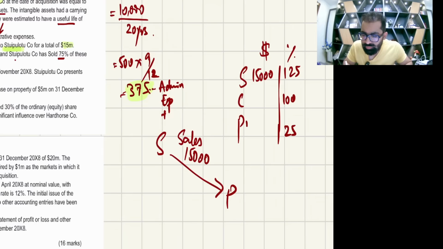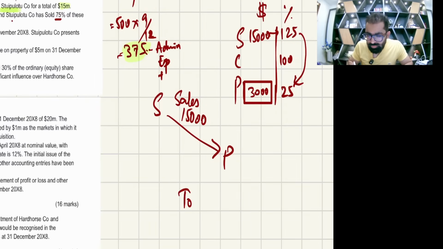Can you shuffle it? You will get total profit. First, in the first step you will get total profit. So 15,000 divided by 125 into 25, it's going to be 3,000, right? So the total profit is 3,000.